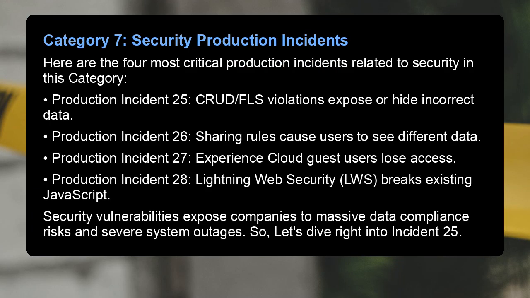Category 7: Security Production Incidents. Here are the 4 most critical production incidents related to security in this category. Production Incident 25: CRUD or FLS violations expose or hide incorrect data. Production Incident 26: Sharing rules cause users to see different data. Production Incident 27: Experience Cloud guest users lose access. Production Incident 28: Lightning Web Security breaks existing JavaScript in LWC. Security vulnerabilities expose companies to massive data compliance risks and severe system outages. So, let's dive right into Incident 25.